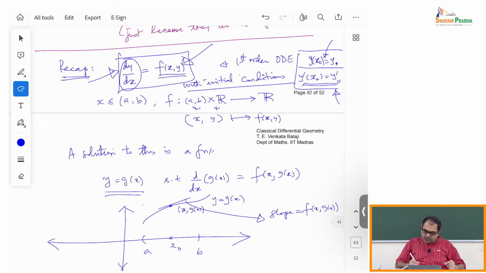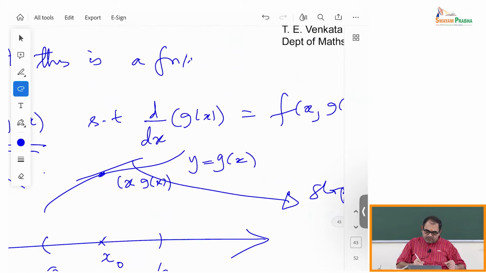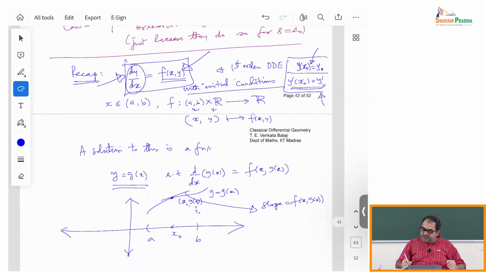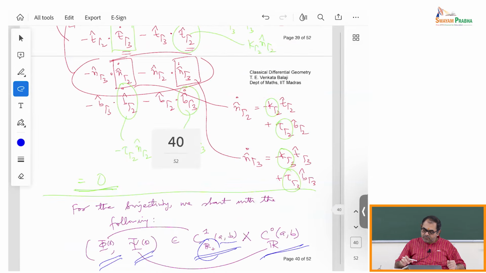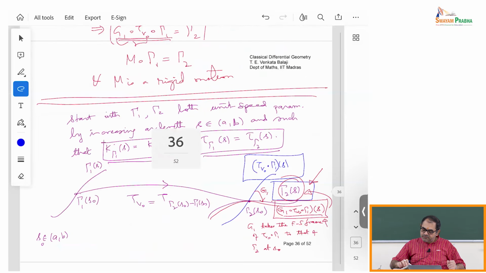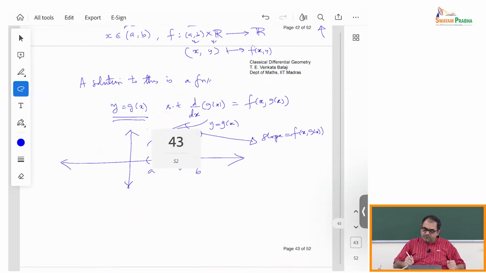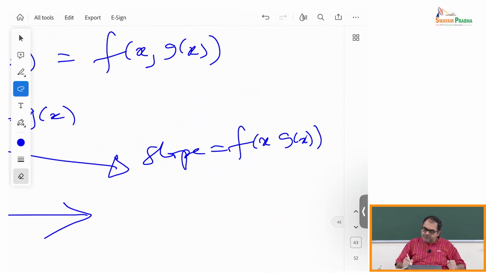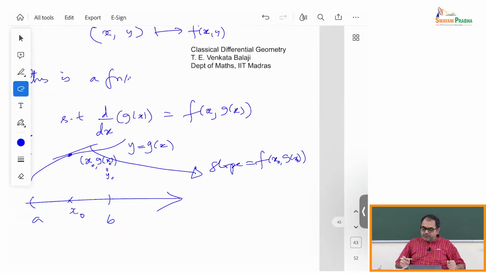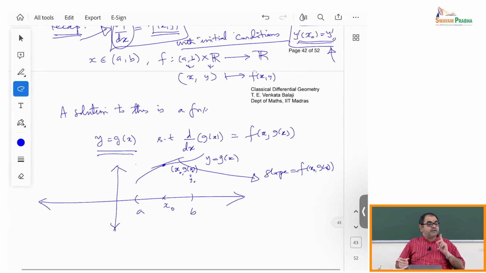But the technical part is that, suppose I put this initial condition at x naught. If I put x naught here, then this will become (x naught, g of x naught), and this g of x naught should be my y naught. So it passes through (x naught, y naught), and the slope will be given by the function at that point. Let me tell you two things.